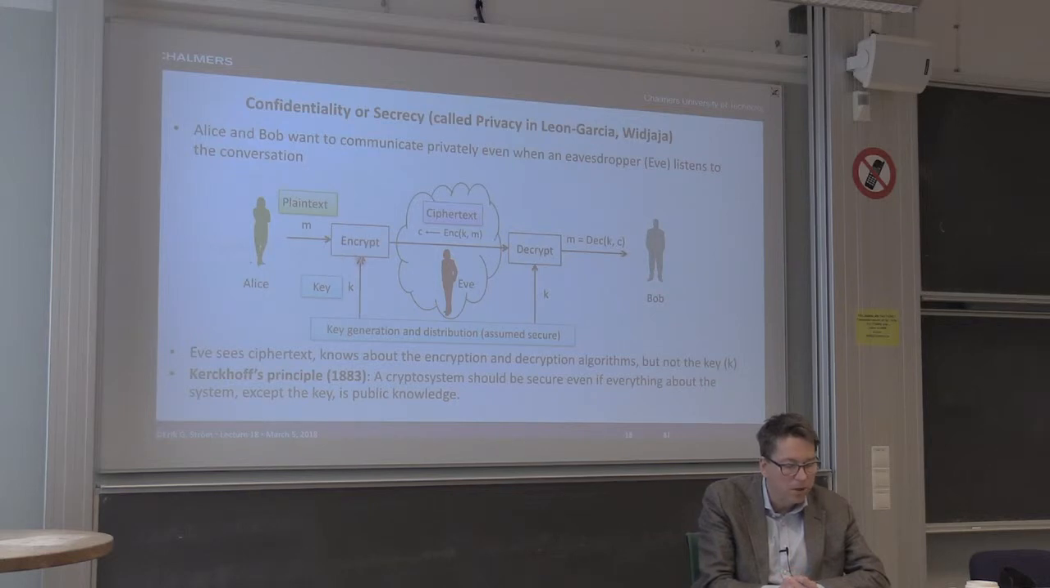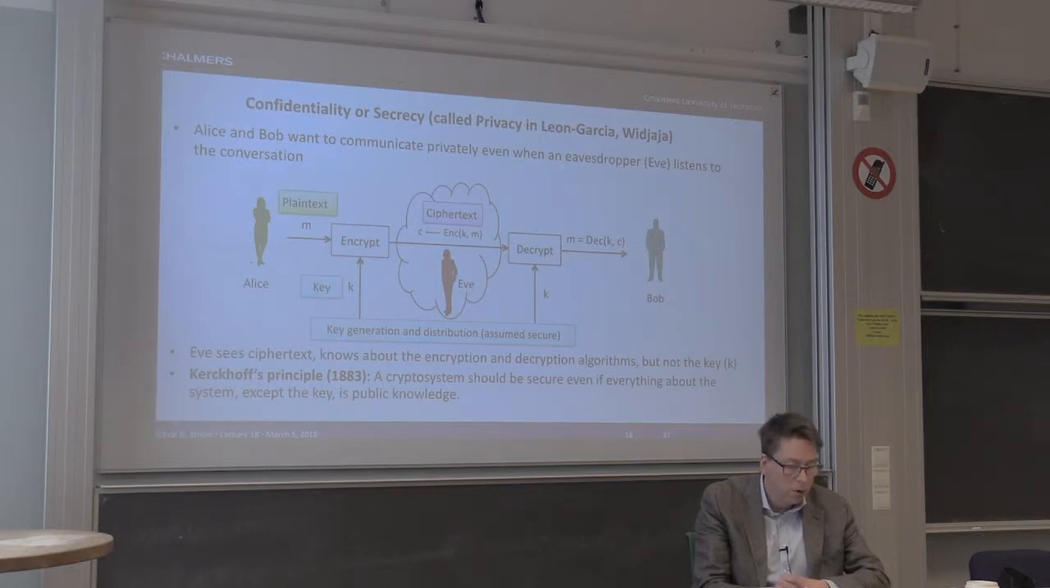Eve sees the ciphertext. Eve also knows exactly what's going on inside this algorithm. I mean, the source code could be published, right? Eve also knows exactly what's going on in the source code of the decryption algorithm. So neither the encryption nor the decryption algorithm are secrets. The only thing which is secret is the key K.